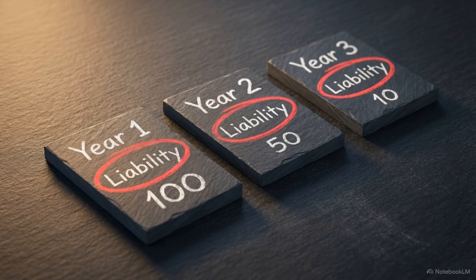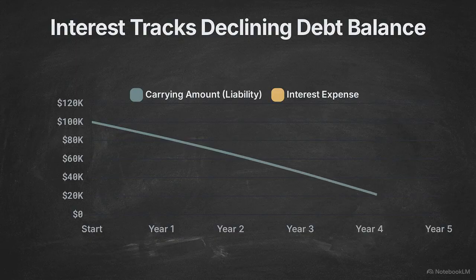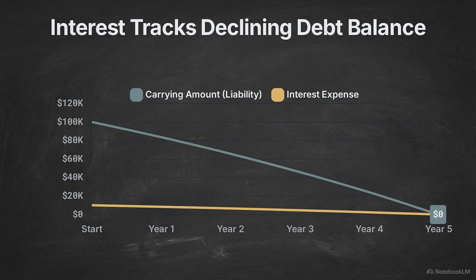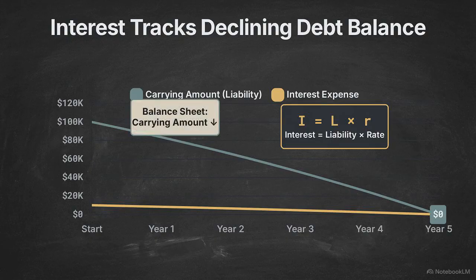With the initial liability on the books, we have to look at how it mathematically unwinds year over year. This brings us to the second half of the valuation engine, the effective interest method. Under this method, the annual interest expense is dynamic, changing in proportion to the remaining liability. The core formula states that interest expense equals the liability's beginning carrying amount multiplied by the effective market interest rate. The carrying amount is simply the recorded balance of the liability on the balance sheet at any given time.